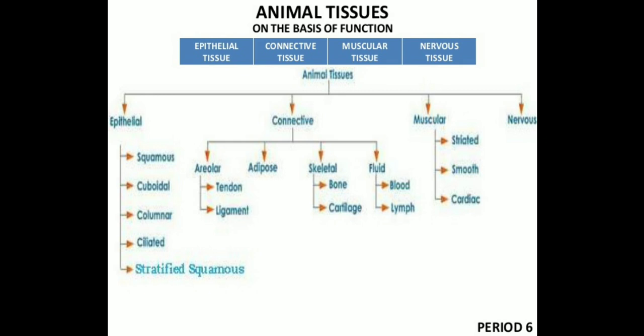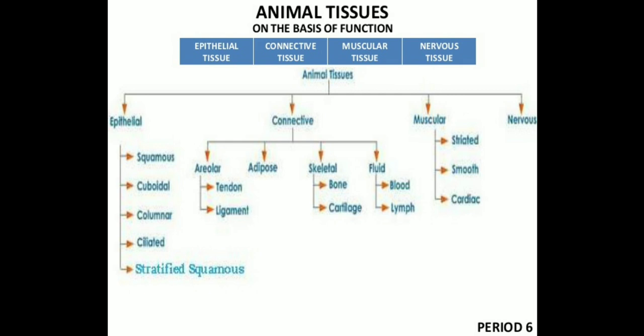So now we will see the outline about animal tissues on the basis of their functions. We are going to learn 4 different animal tissues, that is epithelial tissue, connective tissue, muscular tissue and nervous tissue. In case of the first, epithelial tissue, there are different types including squamous epithelial, cuboidal epithelial, columnar epithelial, ciliated epithelial and stratified squamous epithelial tissues.